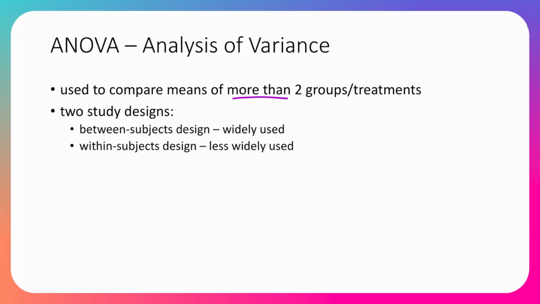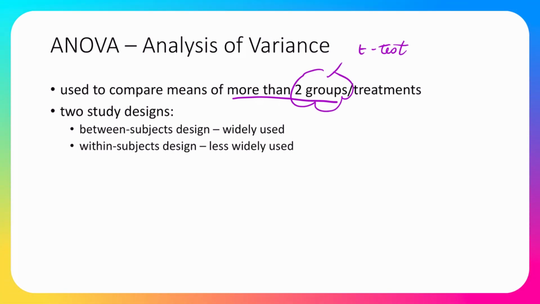So ANOVA stands for Analysis of Variance, and it's used to compare the means of more than two groups. You know that if you have just two groups, then you would use a t-test. And we've already covered that. That was the very first statistical test we learned how to do together. But the question might have come up, well, what if we have more than two groups that we'd like to compare the means of? Well, the way we do that is with an ANOVA.